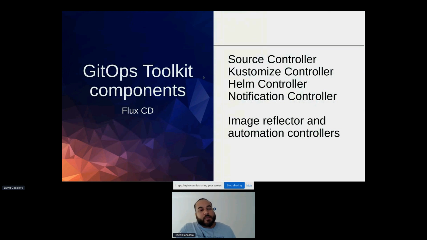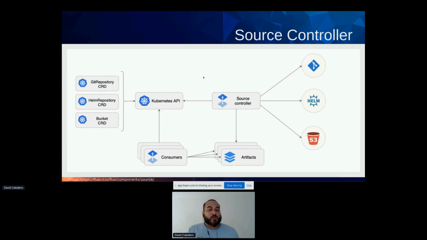Now, for the GitOps Toolkit components, we have the source controller, the customize controller, the Helm controller, the notification controller, and finally, the image reflector and automation controllers. In the source controller, what we're going to do is get information from the Git repositories, Helm repositories for charts, and S3 buckets. And then those components are going to be passed through the Kubernetes API.